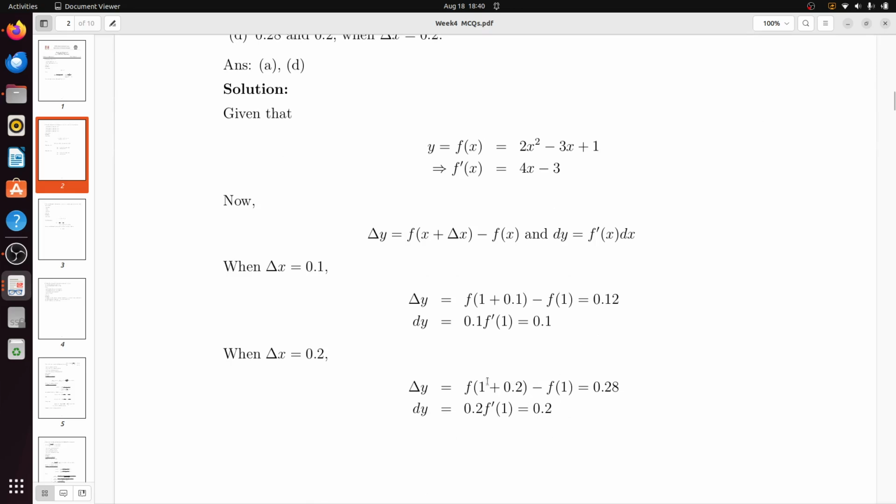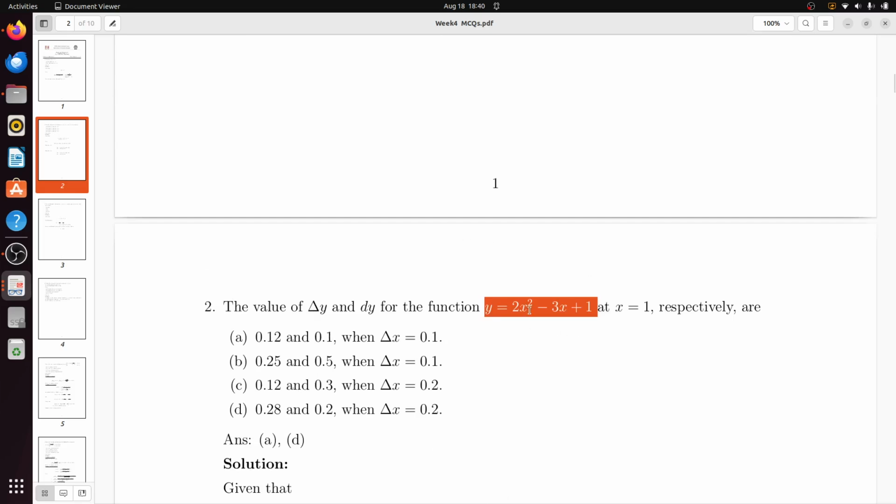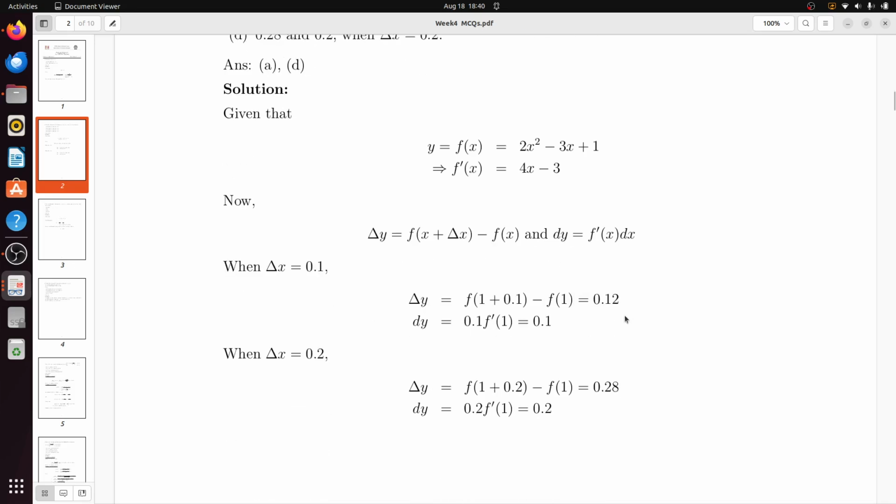Then minus f of 1. For f of 1, just put x equal to 1, so f of 1 will be 2 into 1 square, that means 2 minus 3 plus 1, so f of 1 is equal to 0. And f of 1.2 equal to 2 into 1.2 whole square minus 3 into 1.2 plus 1. So if you utilize it, you will get delta y to be 0.28. Once you get delta y, next your objective is to determine dy. The dy expression is the same, f prime x into delta x. Now here x equal to 1 and delta x equal to 0.2, so 0.2 into f prime 1 equal to 0.2.